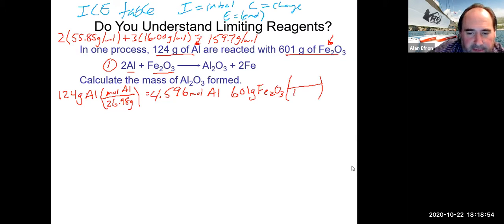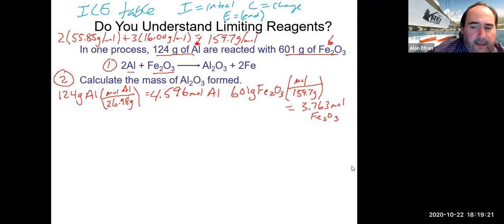We're going to use that as our conversion factor here. So the grams go on the bottom, 159.7 over moles. And that gives us about 3.763 moles of our iron 3 oxide. So again, the second step is still really the same here. Now the third step we're going to do differently, because it is a limiting reagent problem.